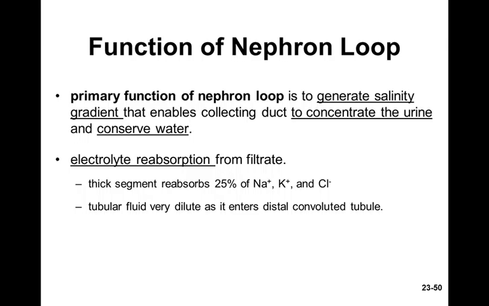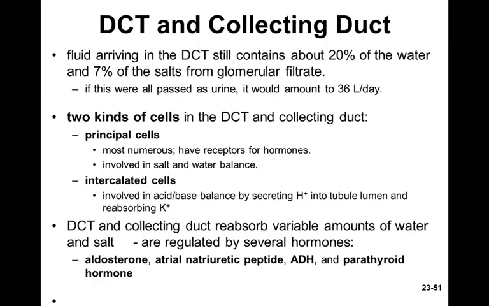This tubular fluid is very dilute as it enters into the DCT, because it's gone through the PCT and, of course, the nephron loop. Fluid that arrives into the DCT still contains about 20% of the water from the filtrate. If all of this were passed as urine, we would be urinating 36 liters a day, and you guys know that is not the case. So we have to reabsorb and conserve some of that water.